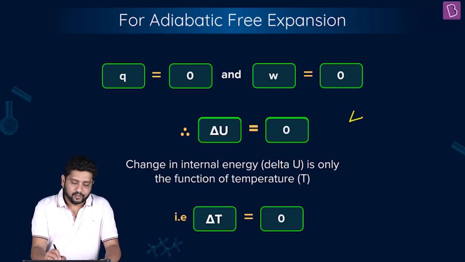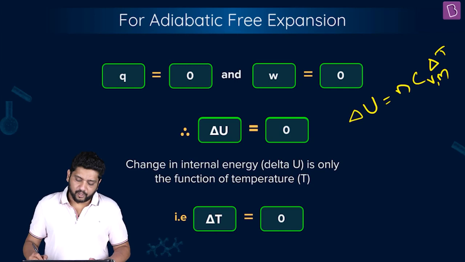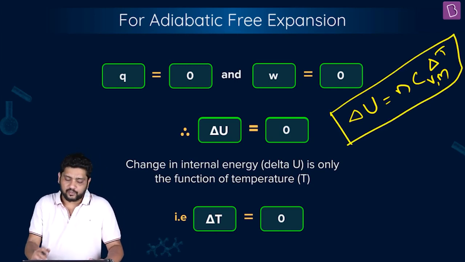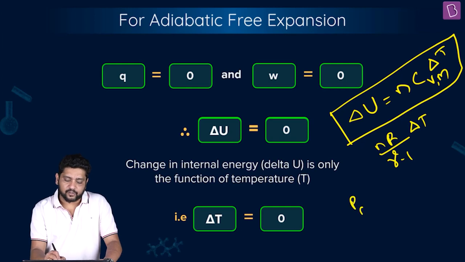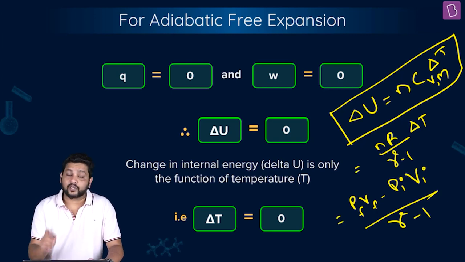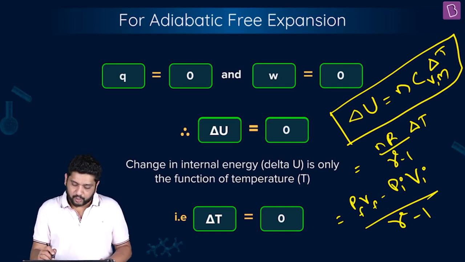Why? Because your delta U is always going to be n C_V molar delta T, right? So n C_V molar delta T, this is a formula I want you to remember. This is absolutely useful and comes handy at a lot of places. You can also write this as nR upon gamma minus 1 delta T, or you can write it as P final V final minus P initial V initial upon gamma minus 1. These are all the three formulae that I want you to write down and remember, right? Very important. As far as delta T is concerned, it is equal to 0.